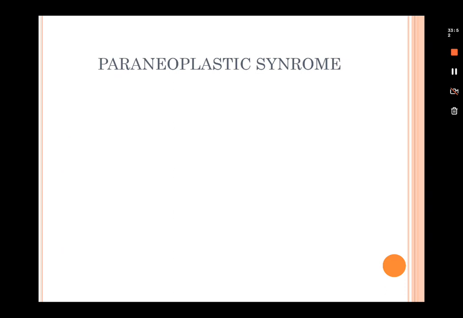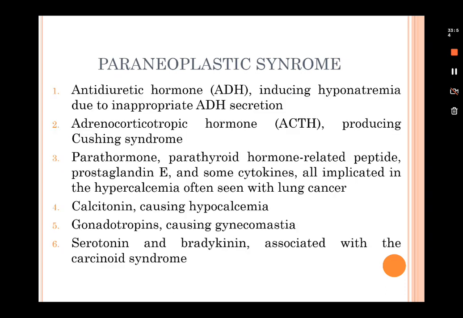Now paraneoplastic syndromes can happen in lung carcinomas. For example, inappropriate secretion of antidiuretic hormone, SIADH; adrenocorticotropic hormone secretion, which will produce Cushing syndrome; parathormone-related peptide production, and all of these will lead to hypercalcemia. Calcitonin, which will cause hypocalcemia; gonadotropins, which will cause gynecomastia; serotonin and bradykinin, which are associated with carcinoid syndrome.